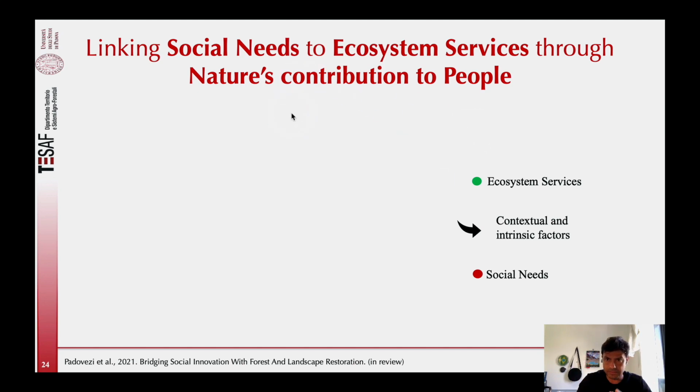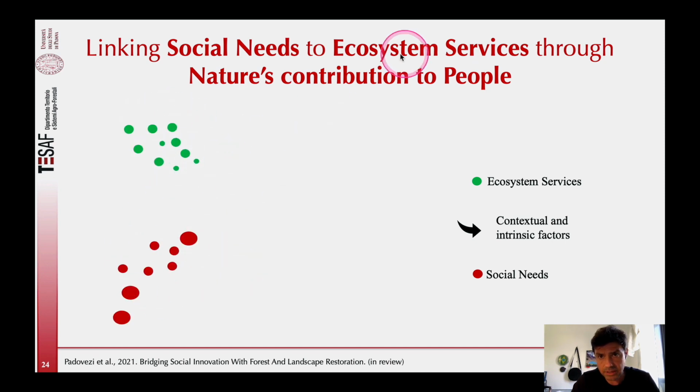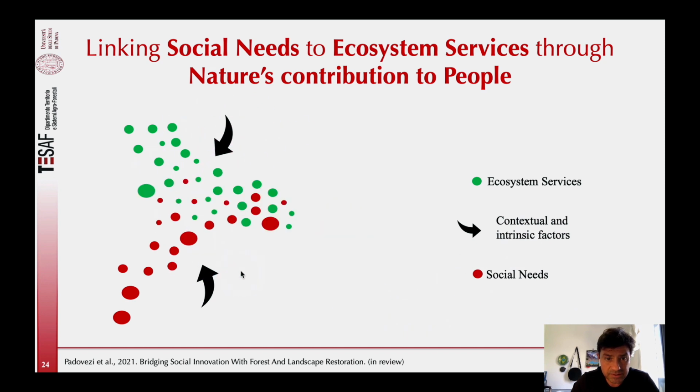So, just giving you a brief example of how we can work to connect social need to ecosystem services to bring local people engaged in the restoration process, in the restoration project. So let's suppose that we have some ecosystem service. Just giving an example, let's take clean water. And here we have a social need, that is to live with proper water to do agriculture, but also to feed livestock and to support our daily life. But one day, for contextual and intrinsic factors, people start to realize that they really need the forest to provide the water they need.